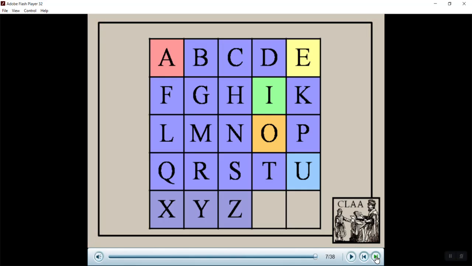This is the old Roman alphabet. You should know all of these letters by name, and you should know all of their sounds. Let's read them together just for a review. A, B, K, D, E, F, G, H, I, K, L, M, N, O, P, Q, R, S, T, U, X, Y, and Z.